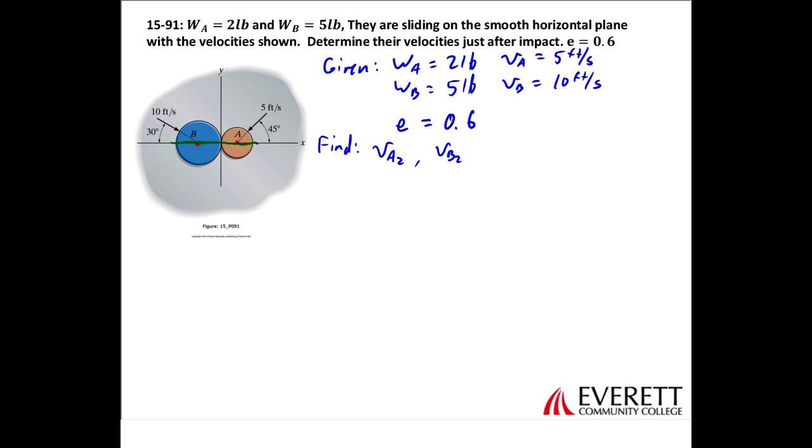So first of all, we're going to handle the x-axis. So we're going to look at the line of impact. In this case, that is the x-axis, and that's typically the axis that's chosen. So along the line of impact, we're going to have two equations that govern the impact. We're going to have the conservation of linear momentum. We're also going to have the equation for the coefficient of restitution.